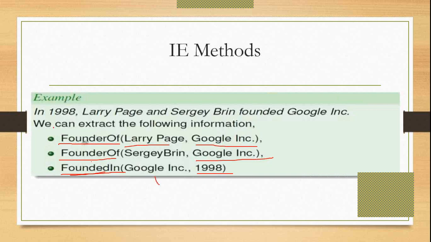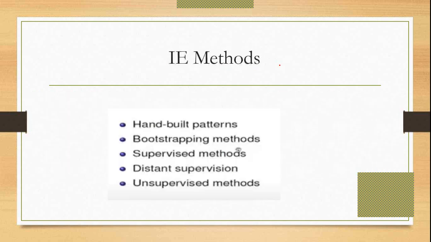So from this single sentence, you are extracting information like this: the founder is Larry Page of Google Inc., then the founder is Sergey Brin of Google Inc., and Google Inc. was founded in 1998. Such information is what these various methods can extract from data.